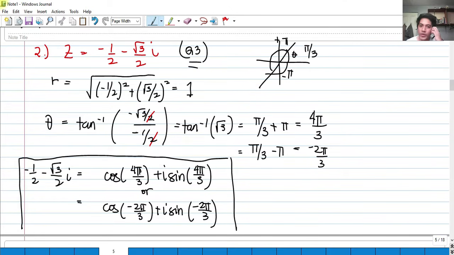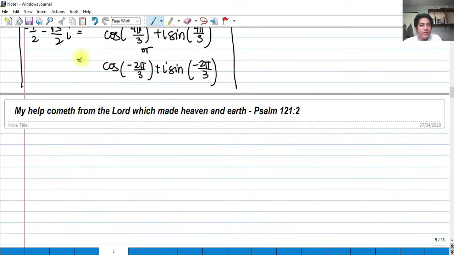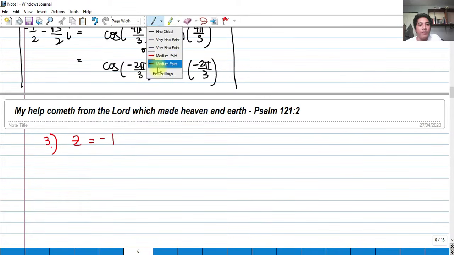For me, if the complex number is located in quadrant 3, I always use minus pi, but it's still the same. So for the rest of our examples, if the complex number is located in quadrant 3, I'm going to subtract pi. Okay, let's try another number. For number 3, we have z equals negative 1. It's a complex number. It so happened that y has no value. So let's get the polar form of this.